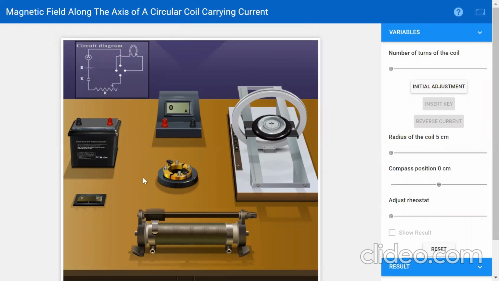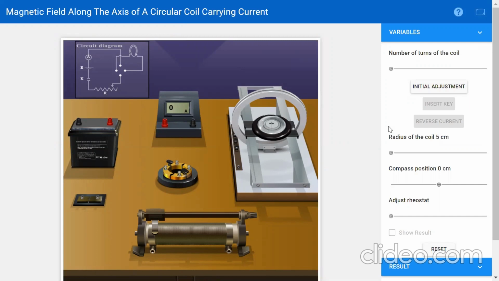These are the apparatus used: ammeter, battery, key, rheostat, commutator, the circular loop, and the compass box. The commutator is used for changing the direction of current in the coil while the direction in the rest of the circuit remains the same.